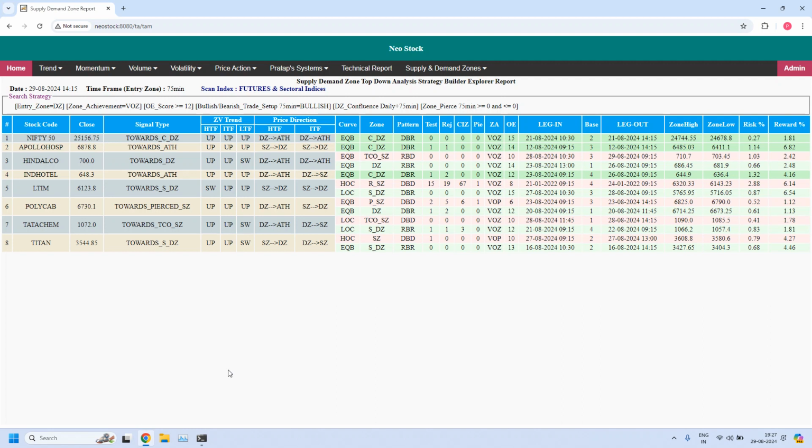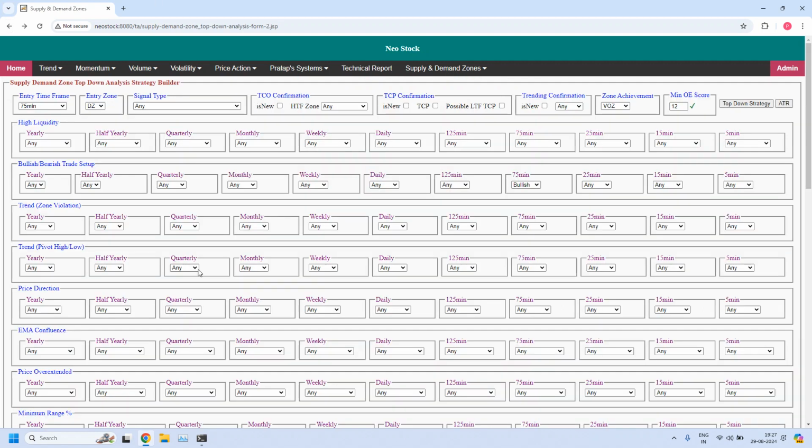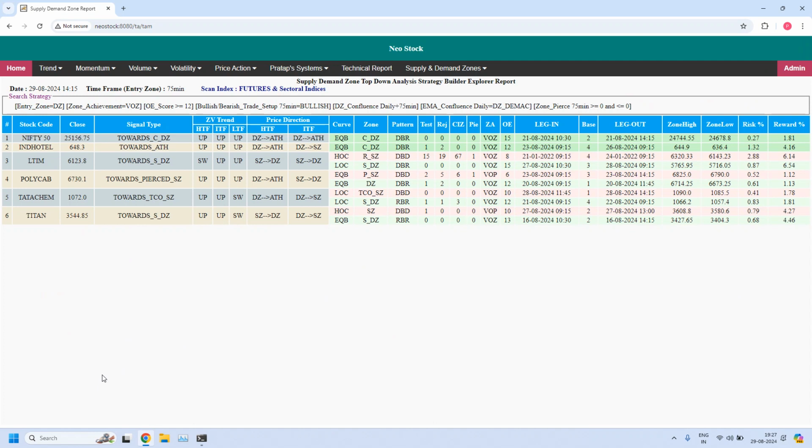Now let's verify how many of these zones, because all these 75 minute entry zones are confluence with daily. That means they are part of the daily zone. Now let's verify whether daily zone is having daily EMA confluence. That is a high probability trade setup. So in the EMA confluence, the daily time frame, I am selecting daily demand zone with daily EMA confluence. So with this filter, out of 7, 6 stocks are filtered.